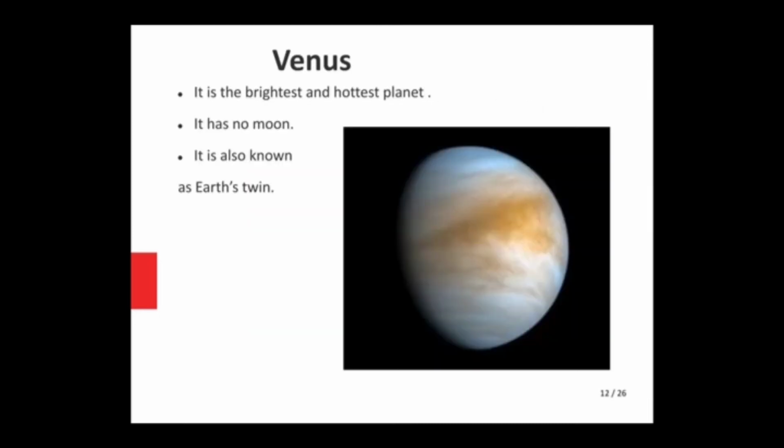The second planet is Venus. It is the brightest and the hottest planet of the solar system. Its size is nearly equal to the Earth, and therefore it is also called Earth's twin. Like Mercury, it also has no moon.